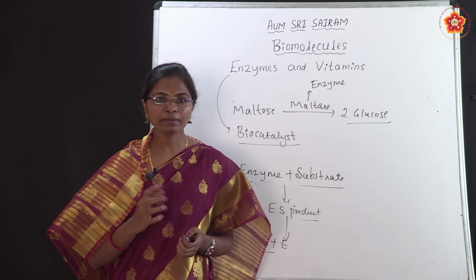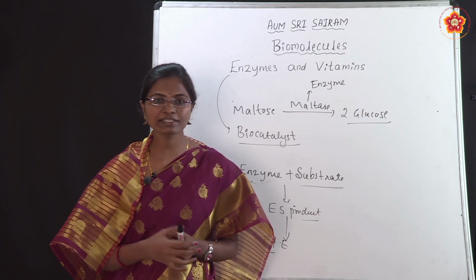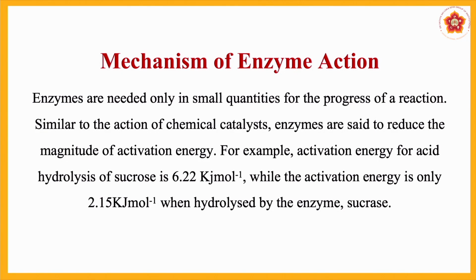So, now the mechanism of enzyme. What is the mechanism of enzyme here? Enzymes are needed only in small quantities for the progress of a reaction, similar to the action of a chemical catalyst. Enzymes are said to reduce the magnitude of activation energy. For example, activation energy for acid hydrolysis of sucrose is 6.22 kilojoule per mole, while the activation energy is only 2.15 kilojoule per mole when hydrolyzed by the enzyme, that is the enzyme sucrase.